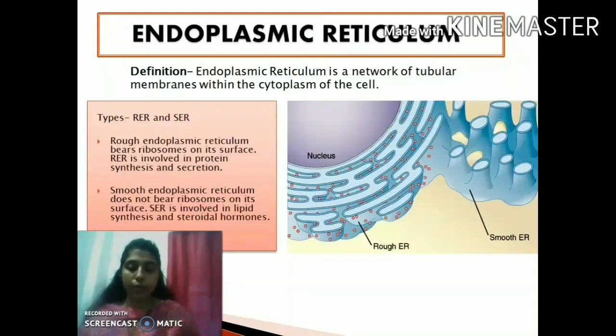So what is rough endoplasmic reticulum? It is a type of endoplasmic reticulum where the external surface consists of ribosomes, making the external surface a bit rough in appearance, and so it is termed rough endoplasmic reticulum. Now, what is smooth endoplasmic reticulum? It is the type where there are no ribosomes attached on the external surface, as a result of which the surface appears very smooth, and so it is termed smooth endoplasmic reticulum.